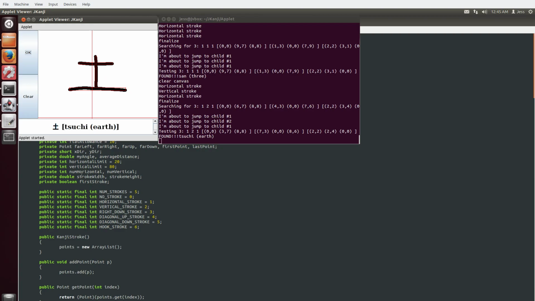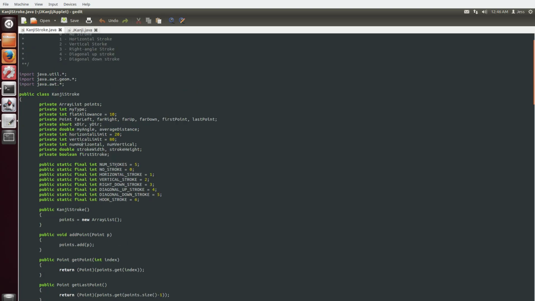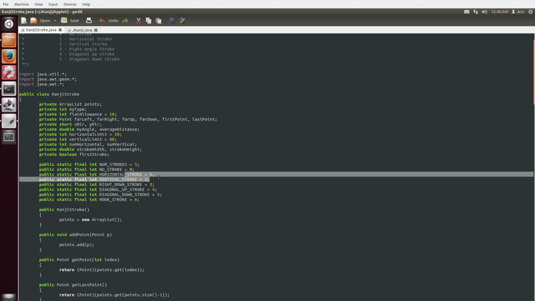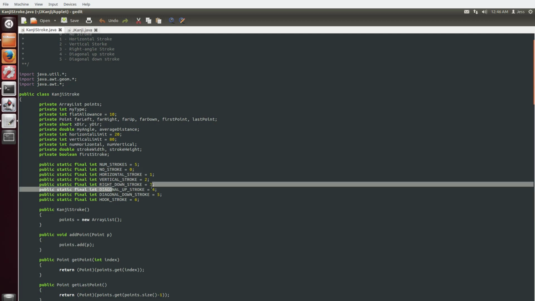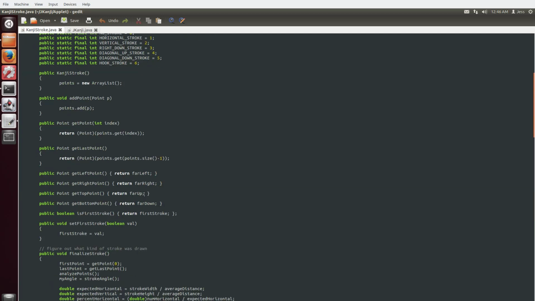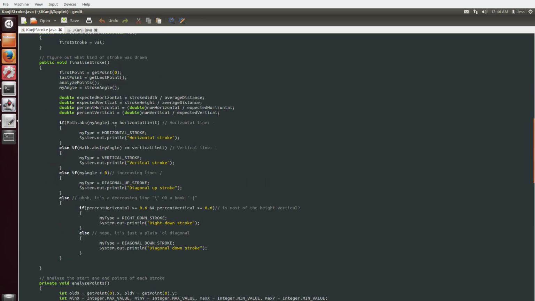And so if we look at the code of what we're actually doing, for each particular stroke, we define different types of strokes. There's horizontals, verticals, right down, which is that hook stroke, the diagonal up, diagonal down. And we do some basic geometry, sort of. We're looking at the angles here, and based on the angle, and we have a fudge factor of what's considered horizontal and vertical, we just take a look at the math and see which kind of stroke it probably is.